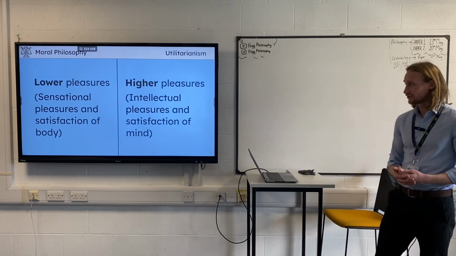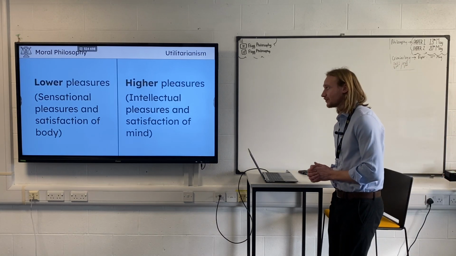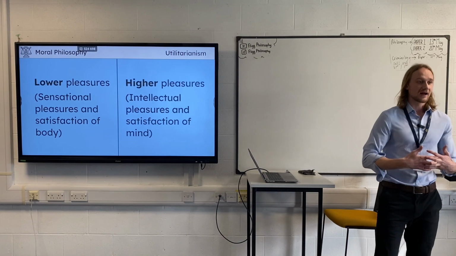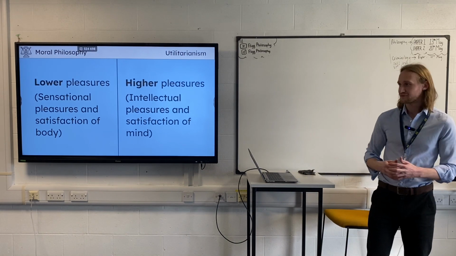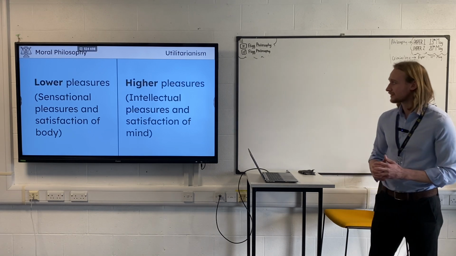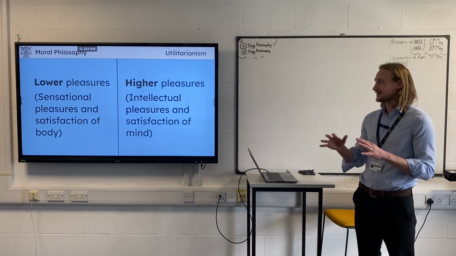So then we get on to Mill's. So John Stuart Mill, he made a revision of Bentham's theory. He was one of Bentham's students. He learned a lot from Bentham. And John Stuart Mill had a slightly different idea.